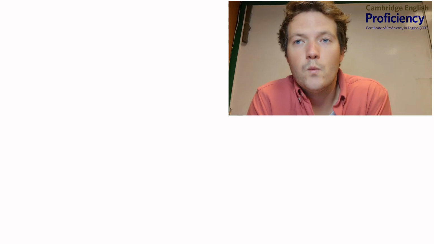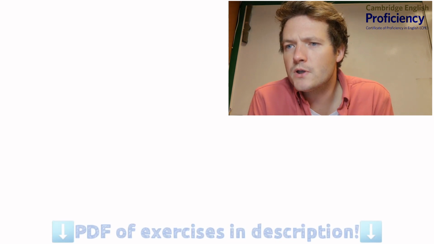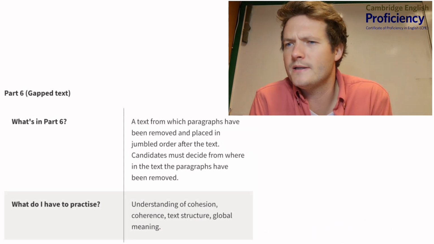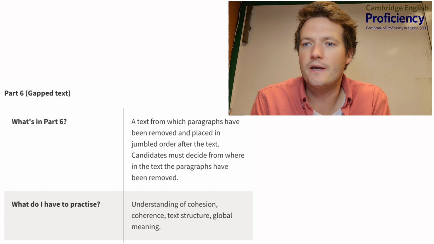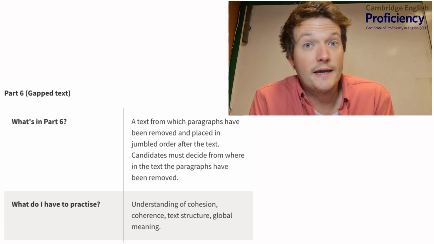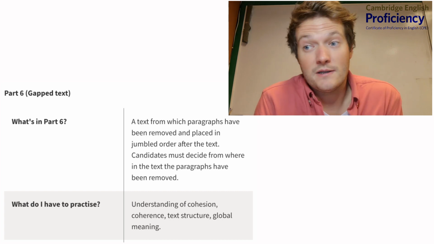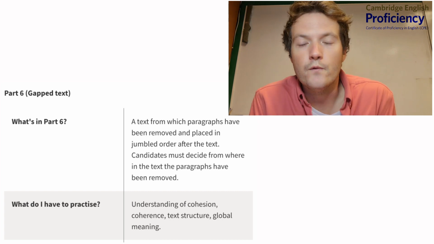Okay, so in today's video, I'm going to show you how I would do part 6 of the C2 Proficiency exam, reading and use of English section. So what is in part 6? It says a text from which paragraphs have been removed and replaced in jumbled order after the text. Candidates must decide from where in the text the paragraphs have been removed.